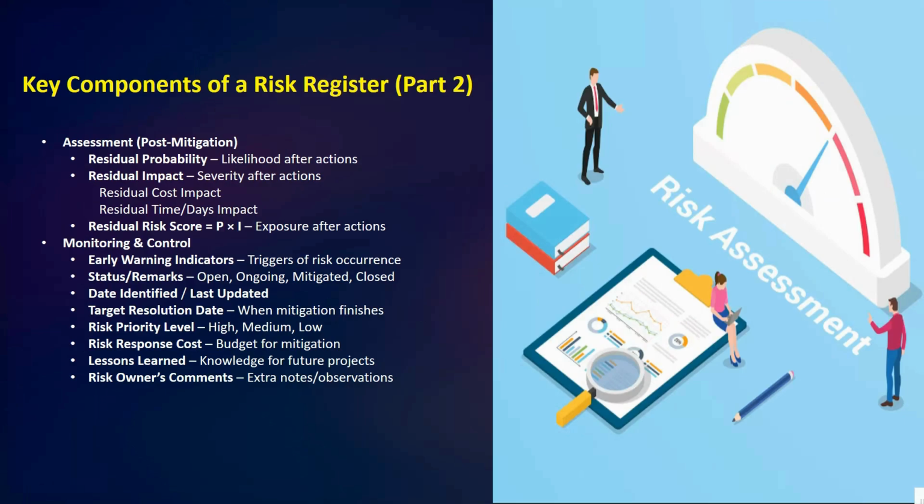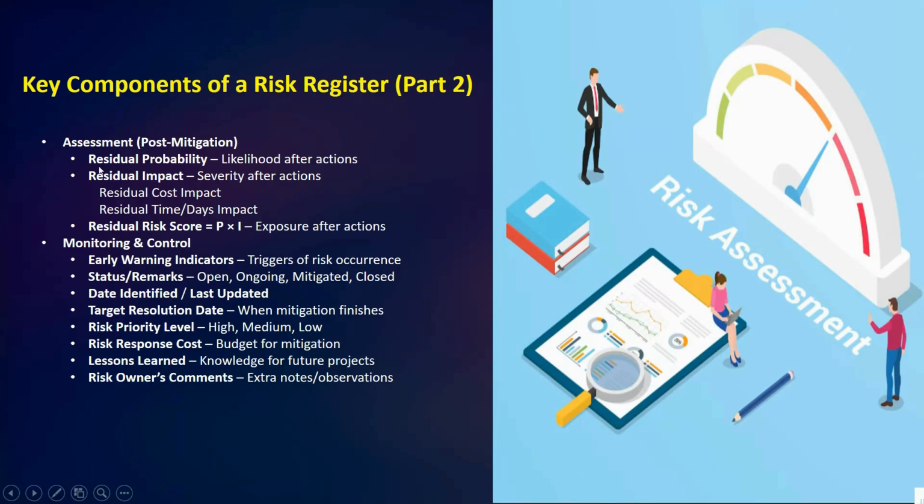So next we have the key components of the risk register, part two. Again, next we have the assessment. This assessment will be the post mitigation. Okay, so for pre mitigation, then post mitigation. I will show you the proper risk register in Excel format, so then you will understand everything easily. Okay, so now take the overview of the assessment for the post mitigation.